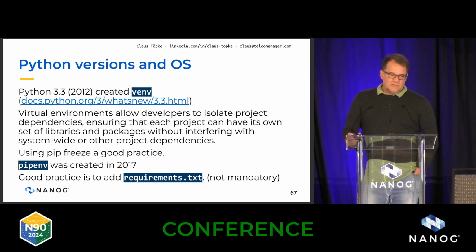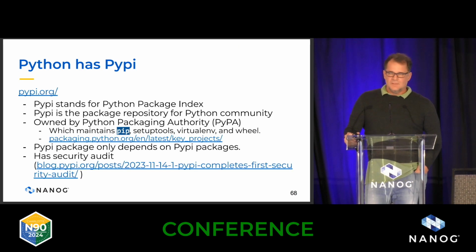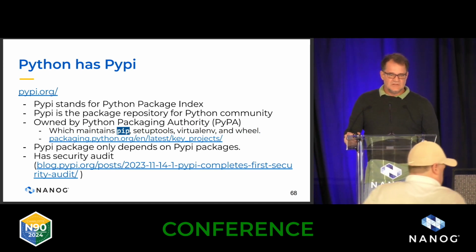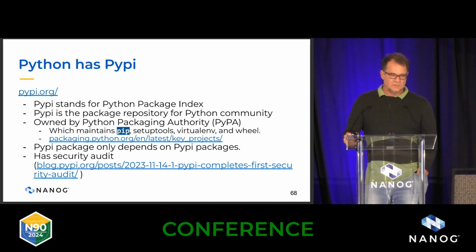In Python 3.3 in 2012, they created the virtual environments, and that makes it a little bit easier, so you can isolate those problems. And also you can create requirements.txt, which makes sure you're using the right versions. But the language itself doesn't support that. Okay, and Python has PyPI, which is very nice. You have all the packages there, and you can find lots of good resources, lots of things already done for you. You just have to import and install using pip.